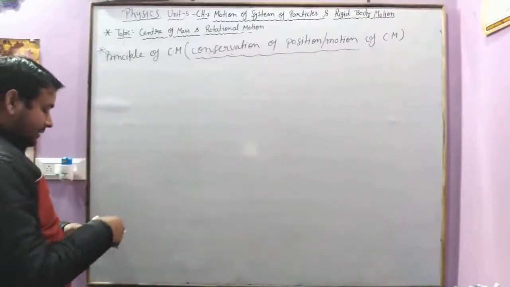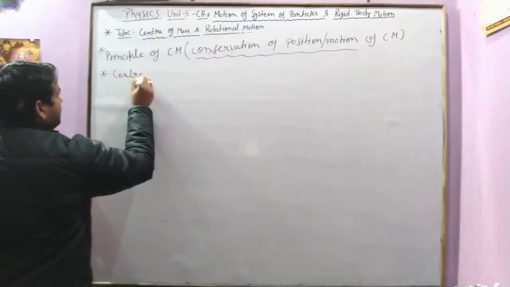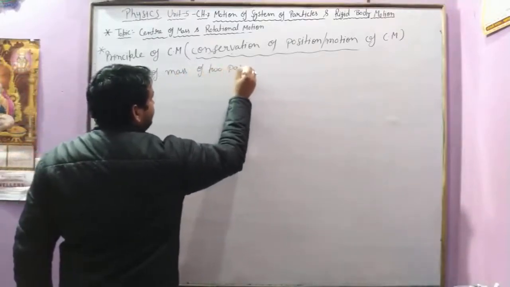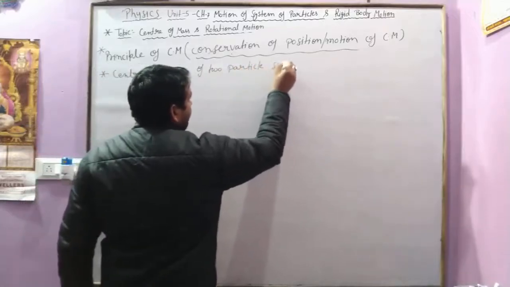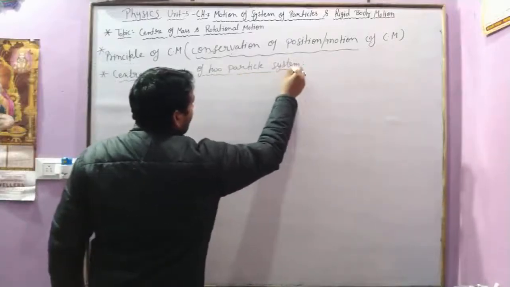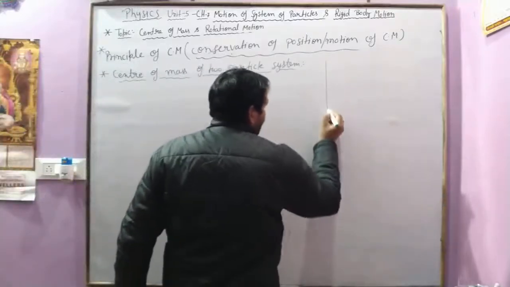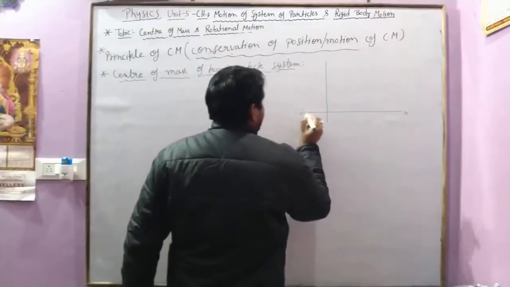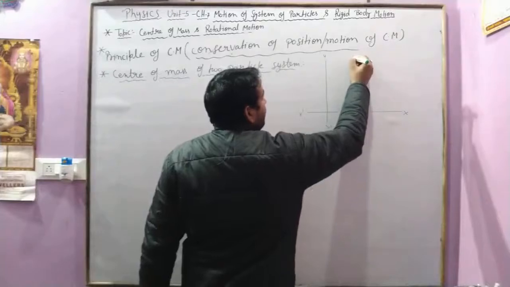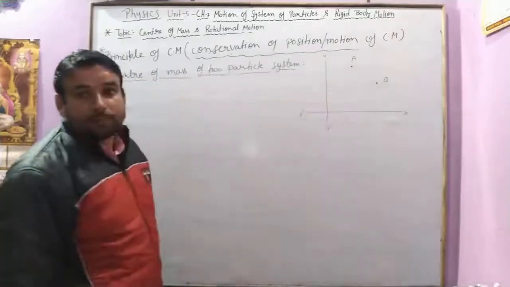Center of mass of a two particle system. First we will discuss it in this condition: suppose we have a Cartesian plane, x, x dash, y, y dash, in 2D, and a particle which is located at A and another particle which is located at B. Clear?